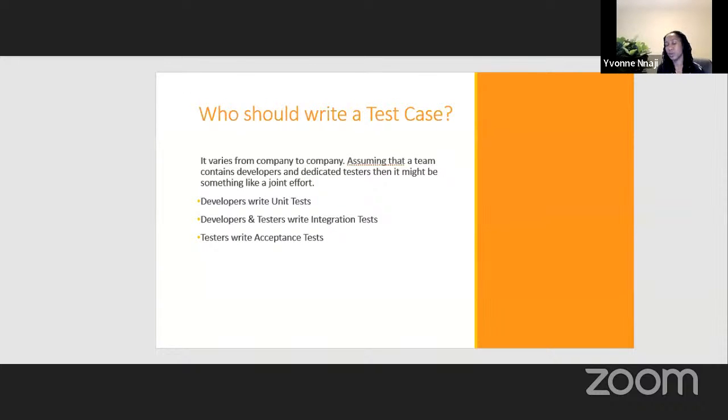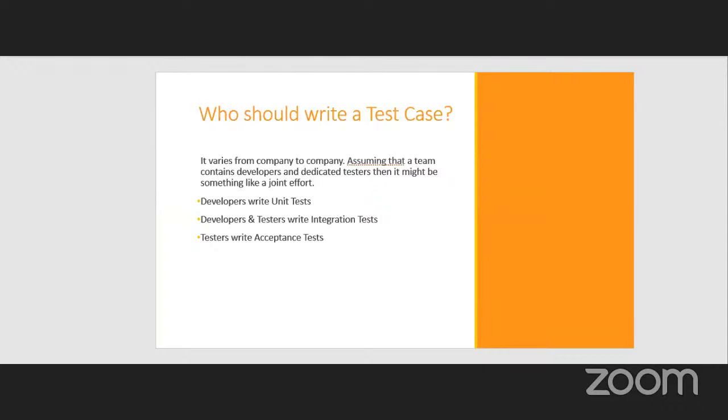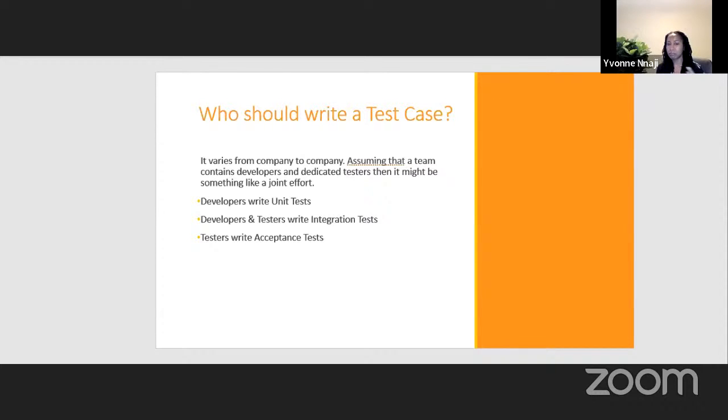Now, who should write a test case? It varies from company to company. So assuming that a team contains developers and dedicated testers, then it might be something like a joint effort. Developers will write the unit tests, developers and testers will write the integration test, and then the testers will write the acceptance test. But then once the test cases are created from the requirements, it's the job of the testers to execute those test cases. And then based on the expected and actual results, mark the test cases as pass and fail, and so on.